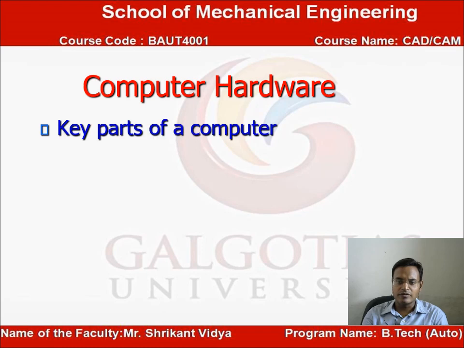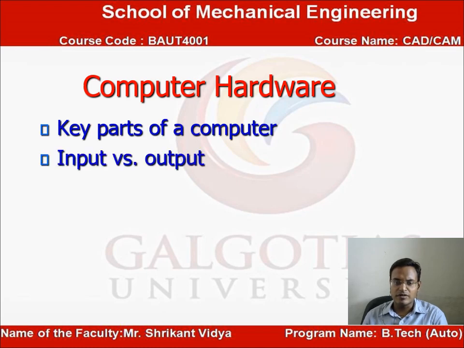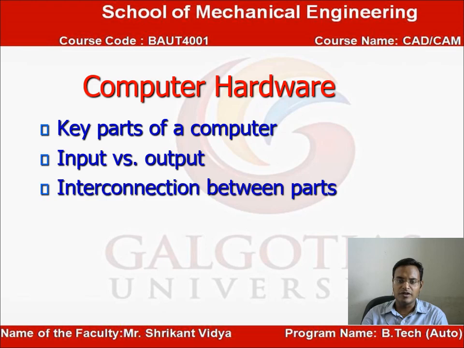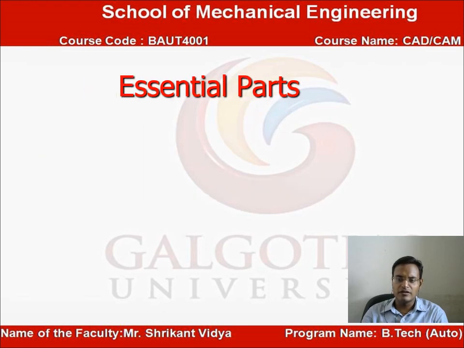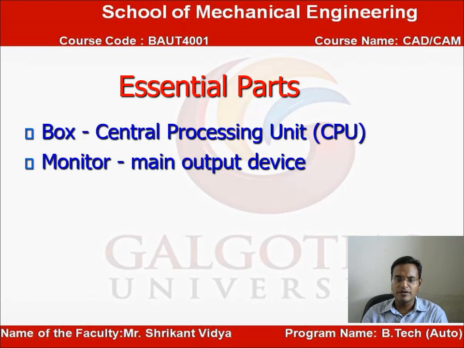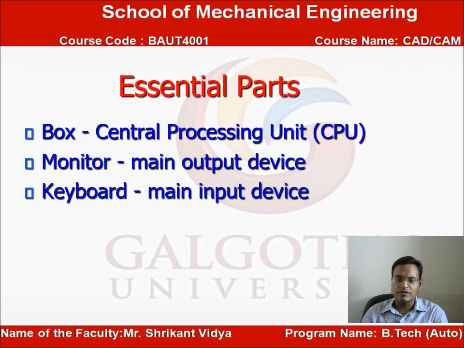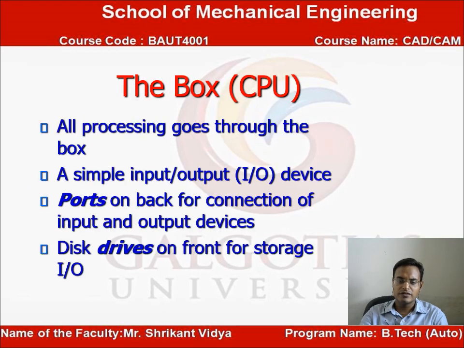So computer hardware, key parts of the computer. Hardware is a key part of the computer: input device, output device, and how those input and output devices are interconnected. The essential parts of the computer hardware are the box, the central processing unit (CPU), the monitor, and the keyboard. All processing goes through the box, so a simple input-output device is the CPU. Ports on the back are for connection of input and output devices. Disk drives are at the front for storage.